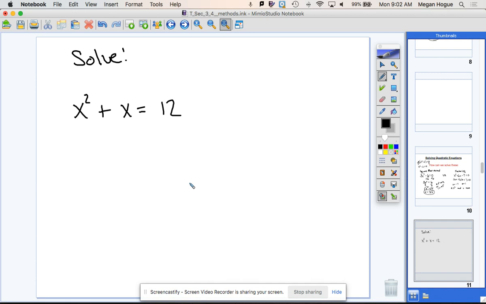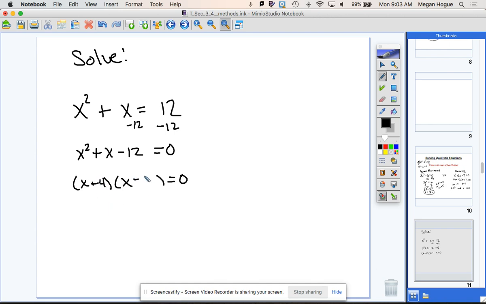Carly, do you think this is square root method or factoring? Factoring. As soon as I see x squared and x, it's factoring. I get it equal to 0, so I'm going to subtract 12. So I'm going to get x squared plus x minus 12 equals 0. Oh, that's not bad to factor, no GCF.